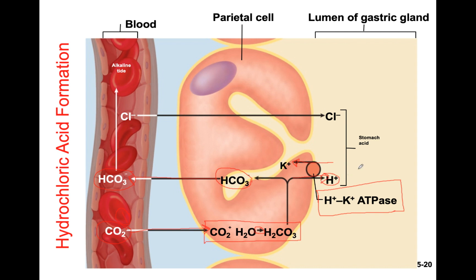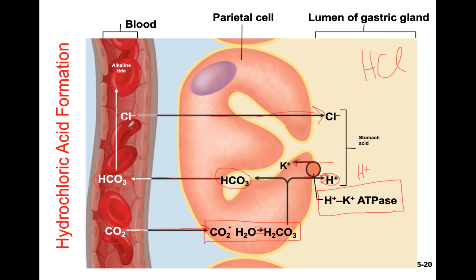So you've now successfully put the proton into the lumen of the stomach. Now, the type of acid that's in your stomach is hydrochloric acid, so HCl. So we have the H here. Now we've got to take the Cl from the blood and transition it into the lumen of the stomach. This chloride will move openly and freely.